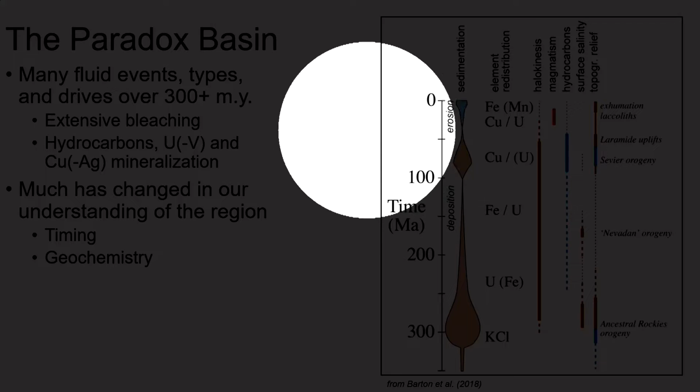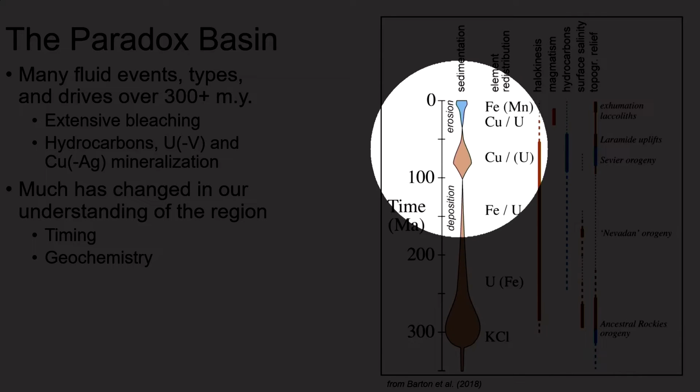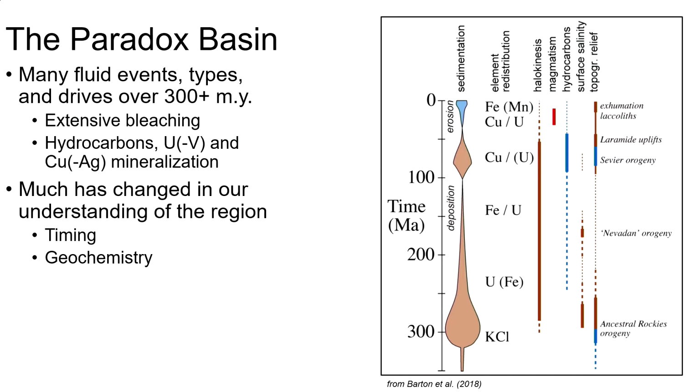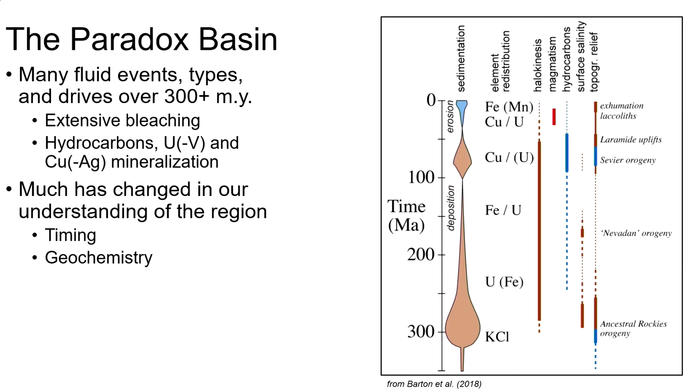In this time diagram I'm showing here on the right, specifically for the Paradox Basin, we can see all sorts of geologic events that have occurred throughout its history of 300 million plus years. There are things like varying rates of deposition that we see here on the left. There's potential for salt movement, or halokinesis, throughout its history. There are also intrusions of various magmatic phases in that time period as well, and lots of other tectonic events that can influence the geologic history of the region.